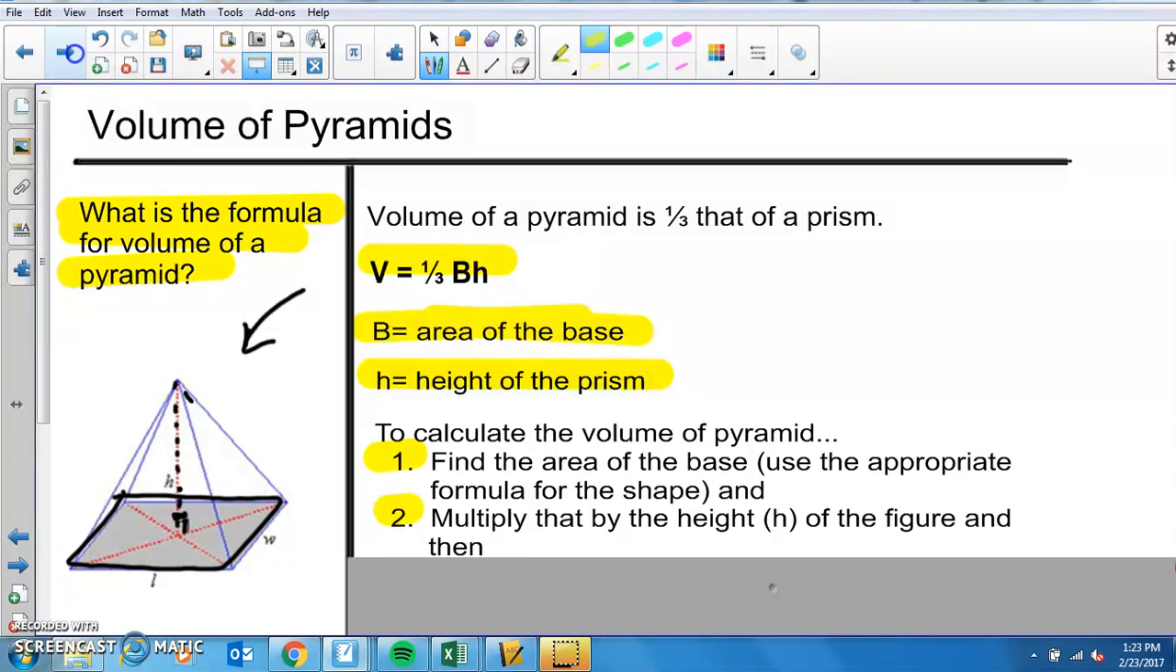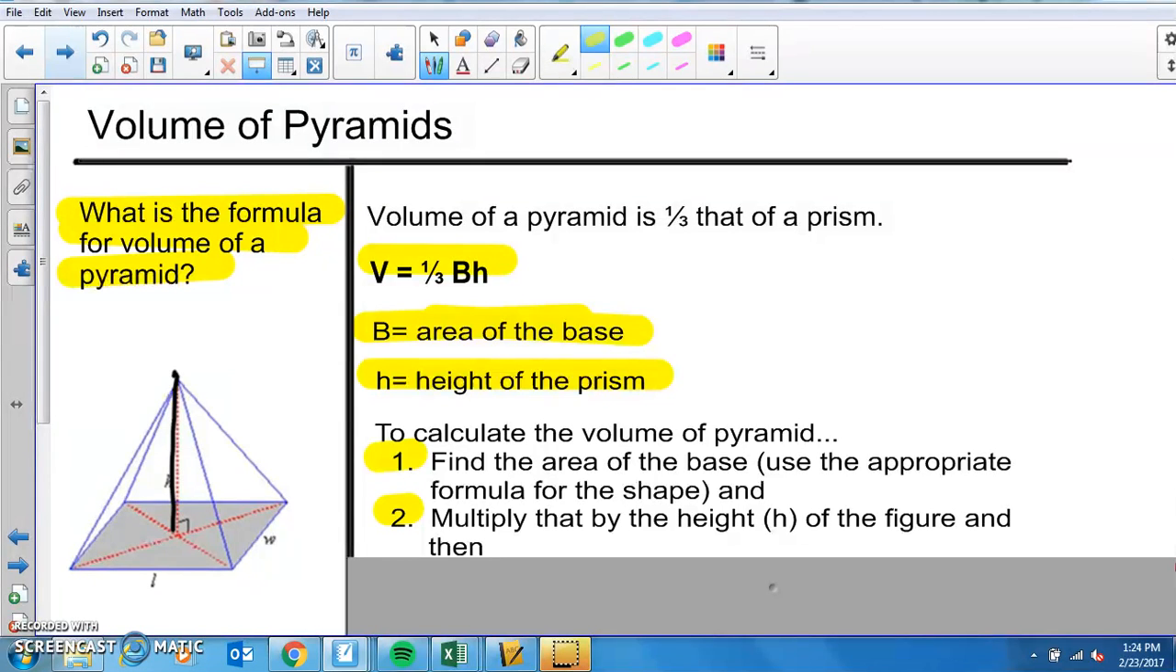It is not the distance on the slanted side. That is not the height. The height, imagine being at a point, dropping a line straight down. That would be the height of the pyramid. So, the height of the pyramid is not the measurement of the slanted side. It's the distance straight from the point, straight down the middle to the bottom of that pyramid.